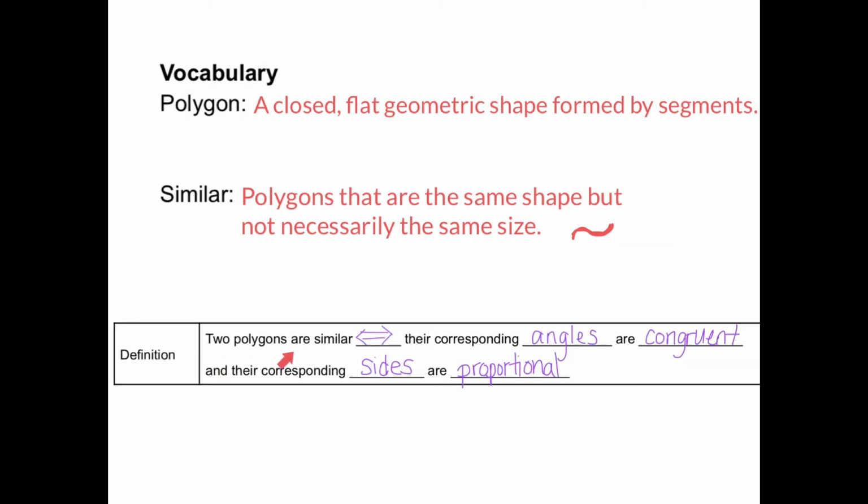And down here, if two polygons are similar, this double-sided arrow, remember, means if and only if, and that's that biconditional statement again. So two polygons are similar if their corresponding angles are congruent and their corresponding sides are proportional. This double-sided arrow means that if you are told that two polygons are similar, then their angles are congruent and their corresponding sides are proportional. But it also means in the opposite direction that if you know that the sides are proportional and angles are congruent, then the polygons are similar.